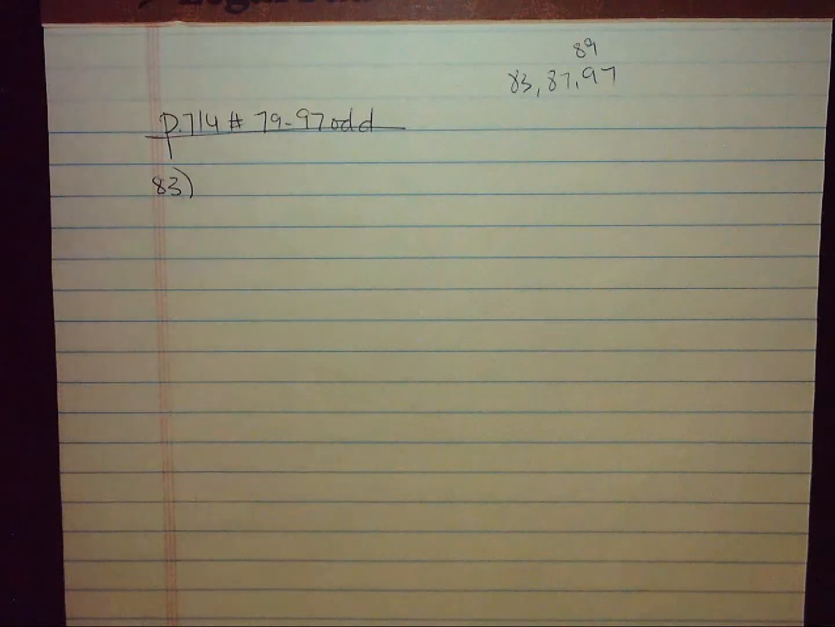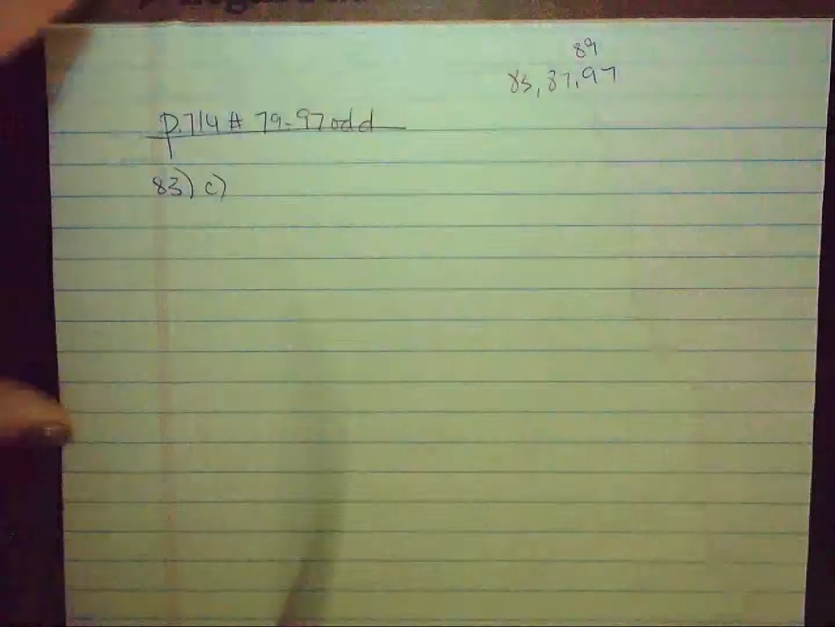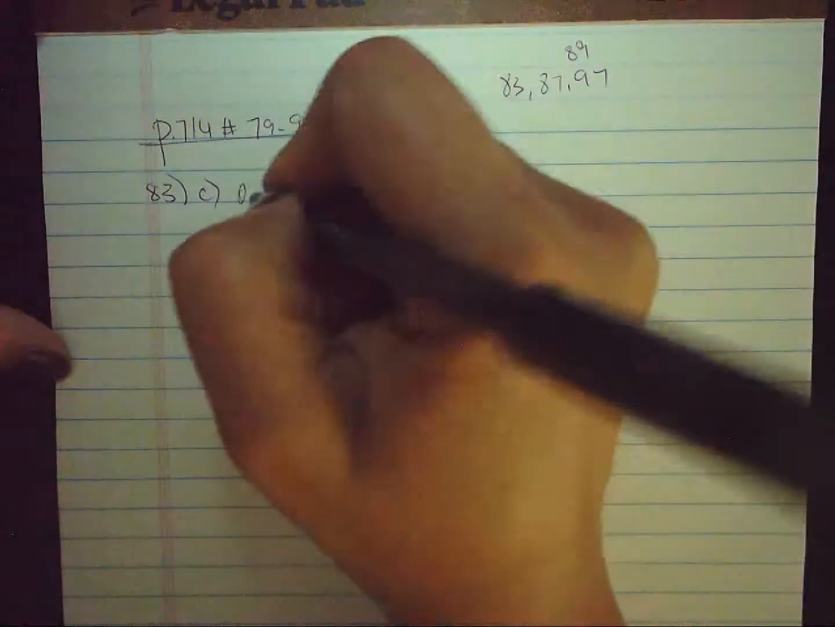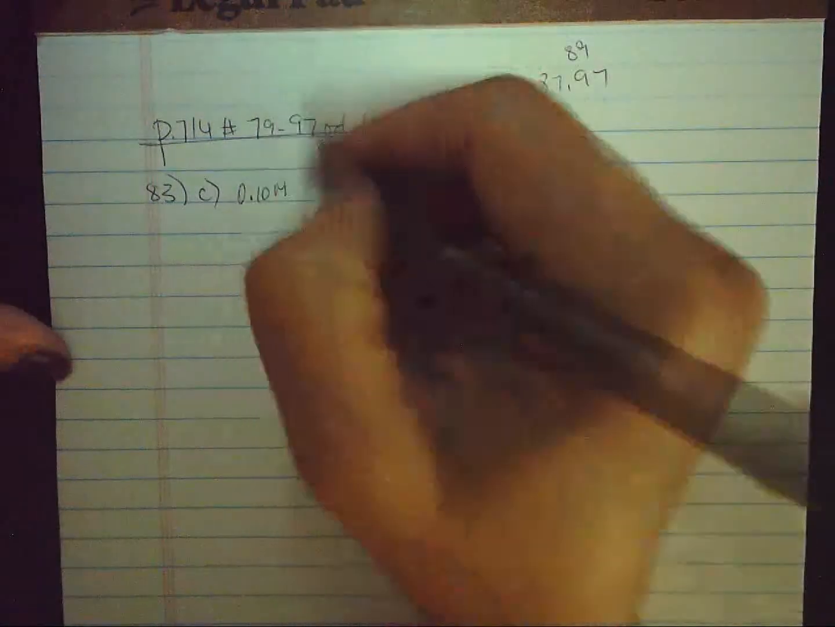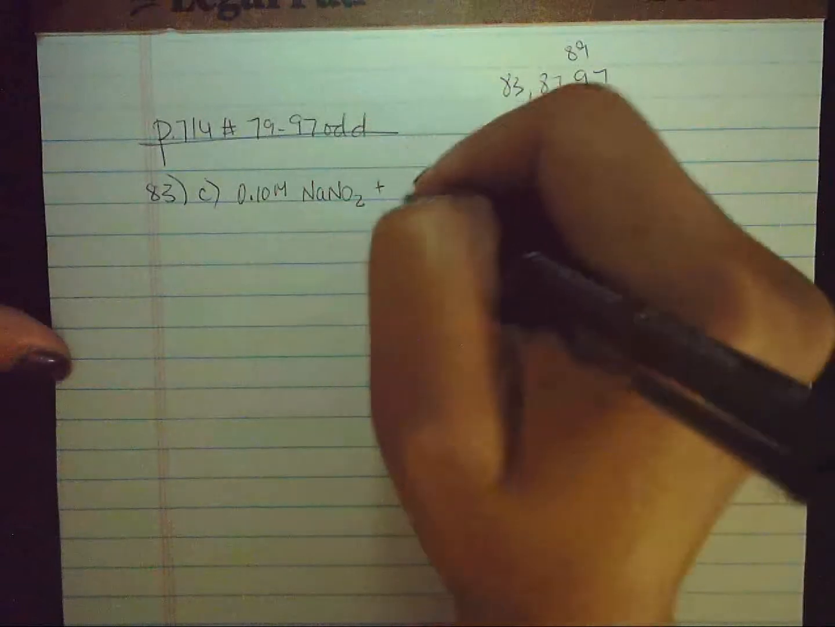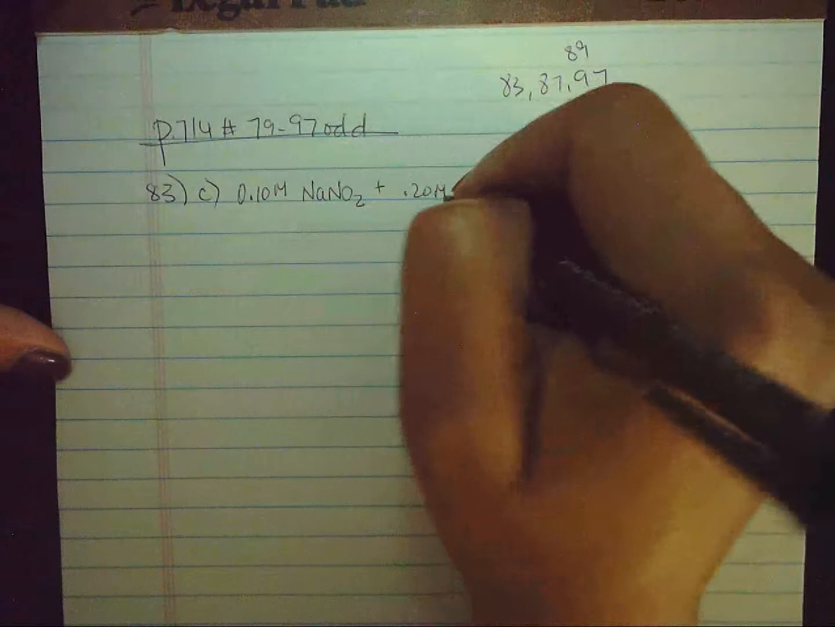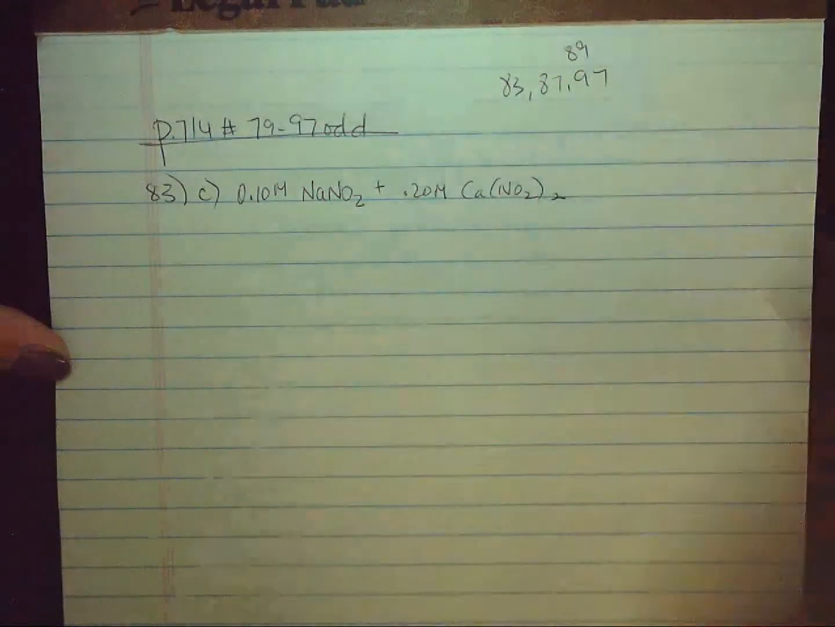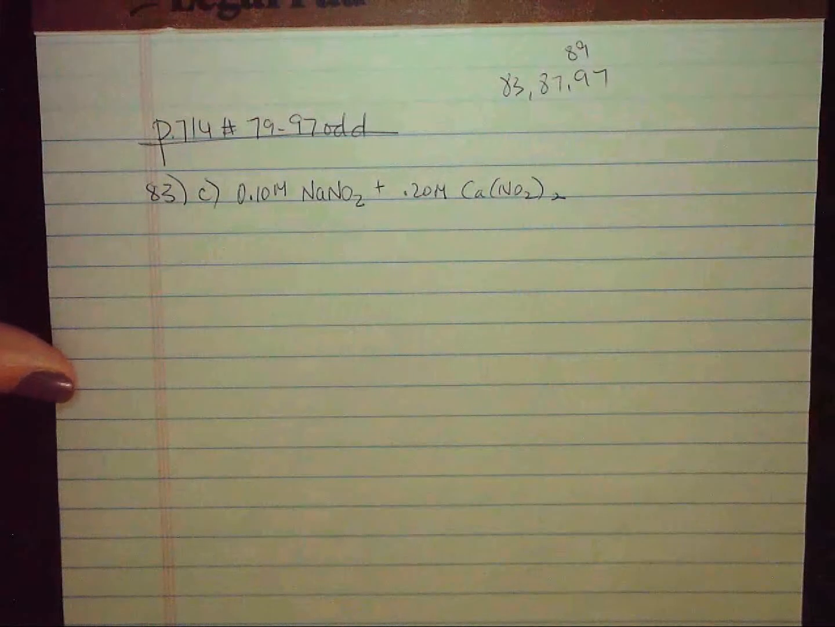I think I can do C. Could you do A and B? All right, C was an issue. All right. So question 83C tells me that you have a mixture with 0.10 molar sodium nitrite, and to that you're mixing 0.20 molar calcium nitrite. Alright? Okay, so let's take a look.